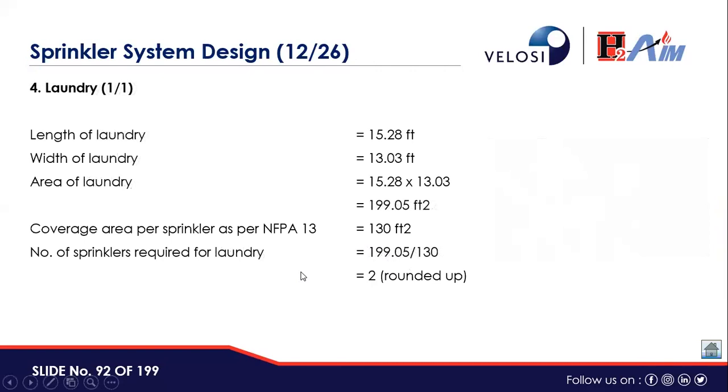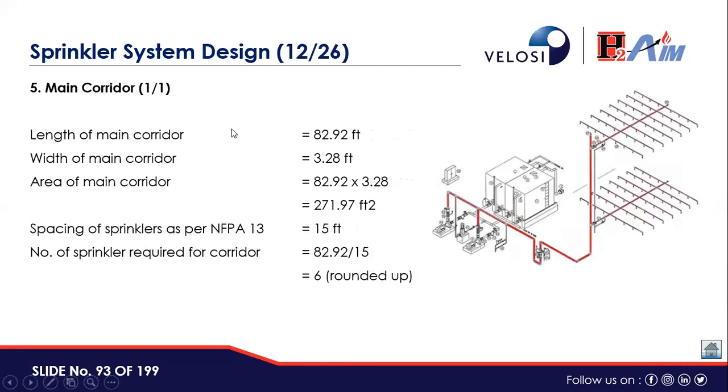Similarly, for the laundry, we have performed the same calculations. For the main corridor as well, the same calculations. So here the length was greater than the previous cases. So now the demand of the number of sprinklers is higher than the previous cases.